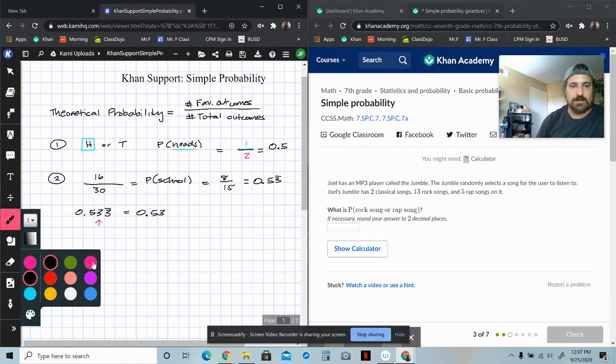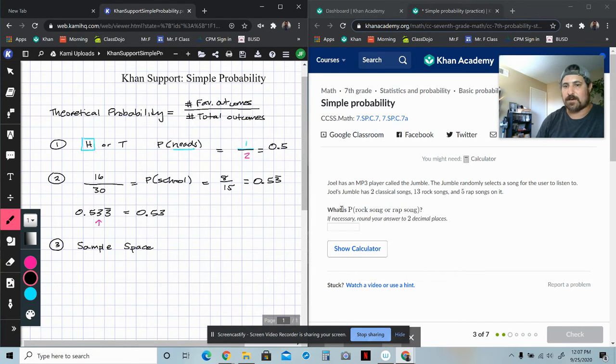So the first thing you want to do in this problem is write down the sample space. The sample space is a fancy way of saying the collection of all possible outcomes. So all the stuff that's on his MP3 player. And what does it say is on this MP3 player? It says that he has 2 classical songs, 13 rock songs, and then he has 5 rap songs. And that's all he has on this MP3 player.